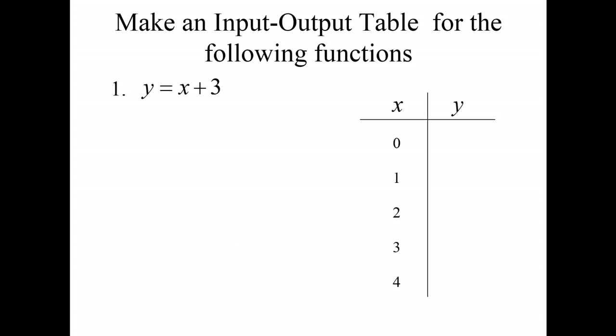So here is our function, y equals x plus 3. Let's just go ahead and fill this out. If x is 0, y is 3. If x is 1, y is 4. If x is 2, y is 5, then 6, and 7. You'll notice what's happening is the output is 3 bigger than the input. That's what this says: whatever you put in, make it 3 bigger, and that's what you get out. Plug in 0, get 3; 1, 4; and on and on. So that would be the input-output table for our first one.